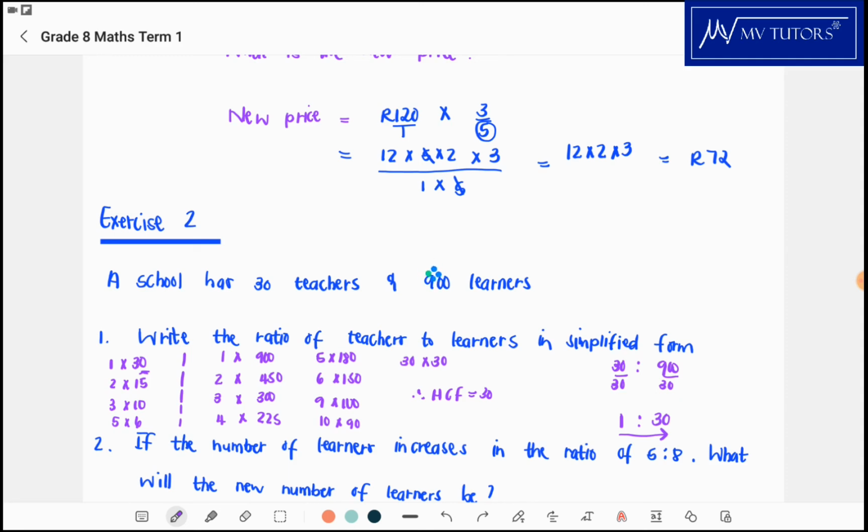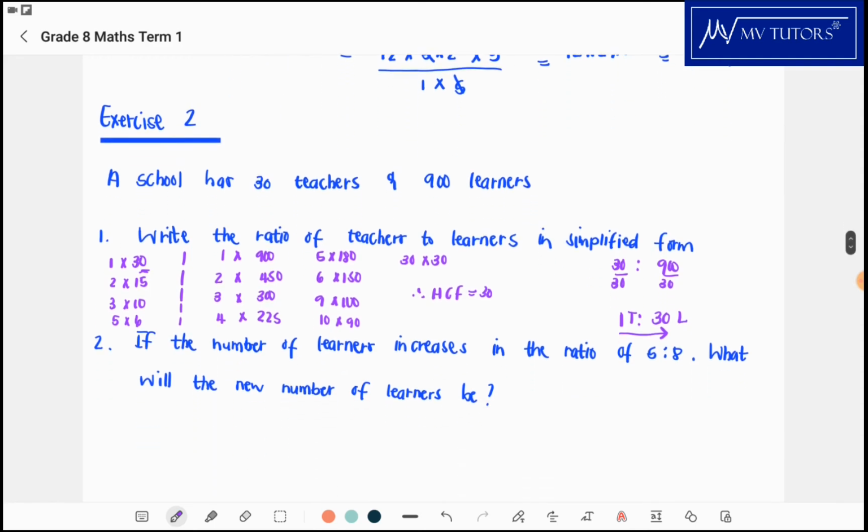Okay, I don't know if we have to write it like that. Yeah, it would be great. So for one teacher, you have 30 learners. I didn't give myself enough space here.